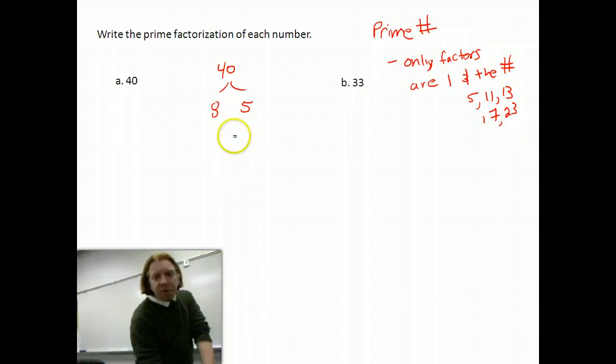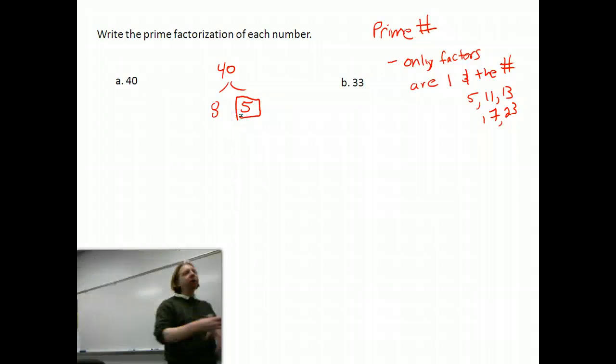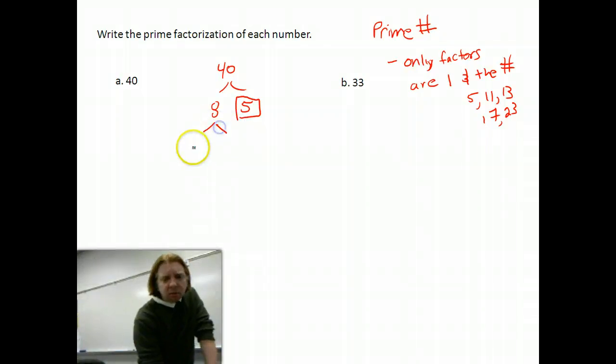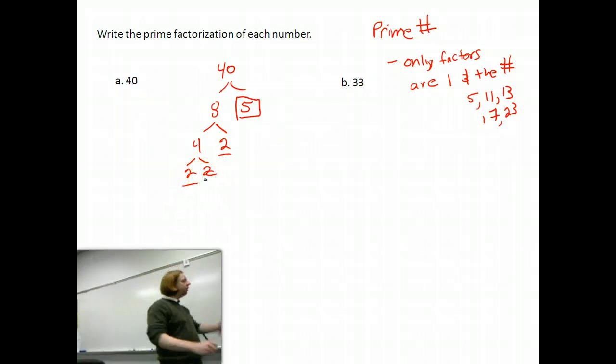So for example, with 5, we're stopped. We can't go any further than 5. 8 we can. 8, that's 4 and 2. And 4 would be 2 and 2. And 2 is a prime number, so I stop there.